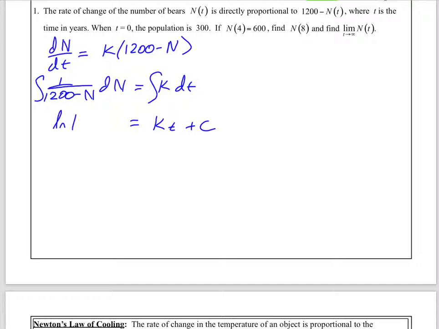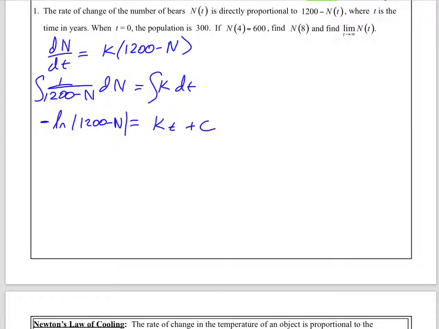The natural log of the absolute value of 1200 minus n. But I'm missing something small. I need a negative. Harrison, why do I need a negative? Because you divide by the derivative of the inside. The derivative of the inside would be a -1, so that means I need a negative. Very good. Or if you do u, u would be 1200 minus n, and the derivative of that would still be a negative. I'd still need a negative. Okay.